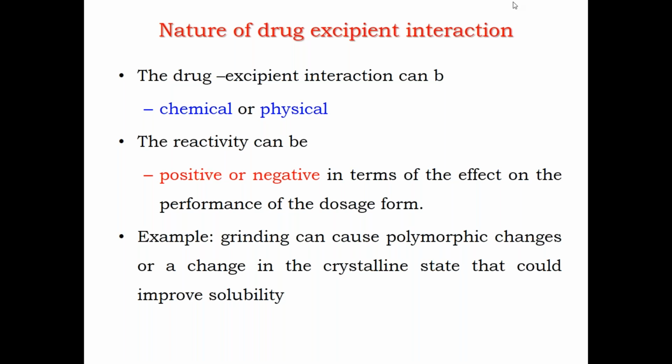So coming to the types of drug excipient interactions, they can be classified into two types: chemical and physical. I told you before also, a physical change or a chemical change can happen because of the interaction. So now we are just putting it into the classification, chemical interactions or physical interactions.